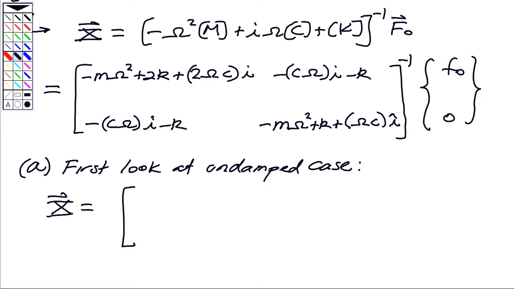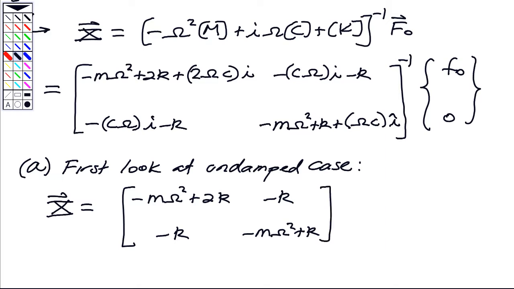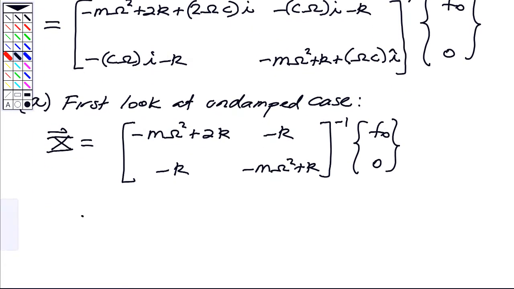imaginary parts. So this is minus omega squared [M] plus [K], which is 2k, minus k, minus k, and minus m omega squared plus k, inverse, times F naught and 0. Usually the inversion of a matrix is a very complicated thing when you're doing it by hand, but for a 2 by 2 it's actually fairly easy to do. One thing you do is you divide everything through by the determinant, which I'll write down in just a bit.